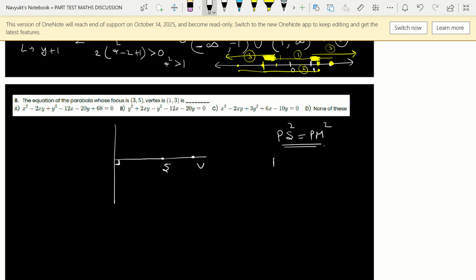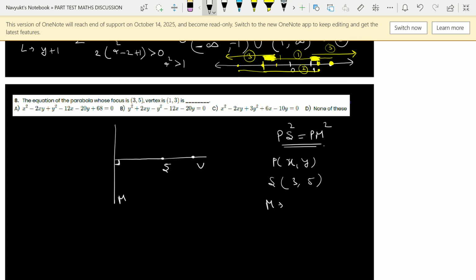For this, P is the general point x comma y, correct? And S is the focus, given to us already, 3 comma 5. We just need to find M, the equation of the directrix. This is how you'll be going through it.